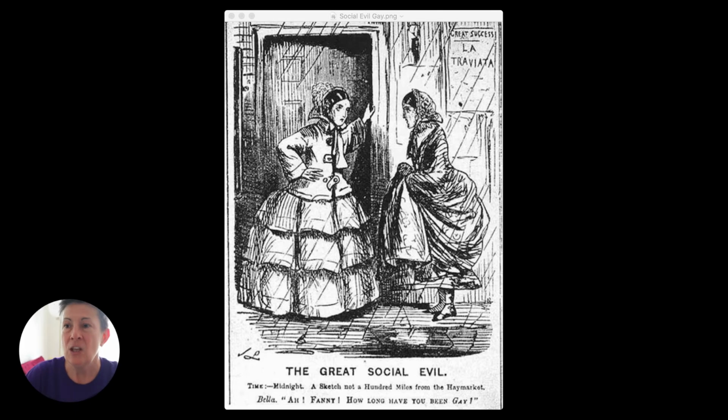All right. So who's likely to be hanging out at the back door of a theater? What well-dressed woman would be hanging out at the back door of a theater? And it's midnight. So what kind of women are out at midnight in the 1890s? So all of these are clues that can help us interpret what's going on.